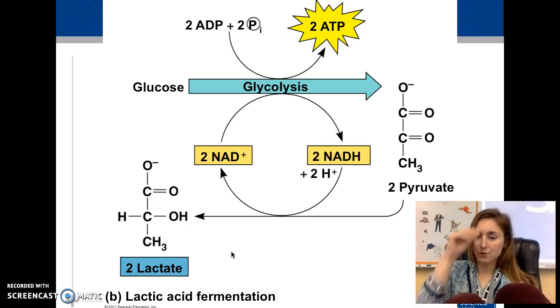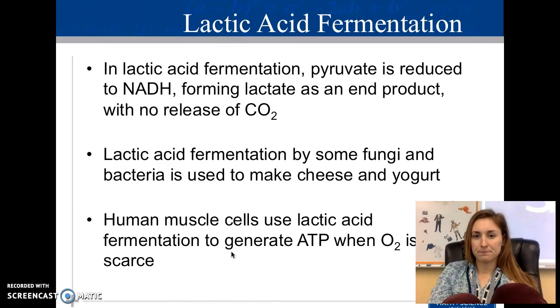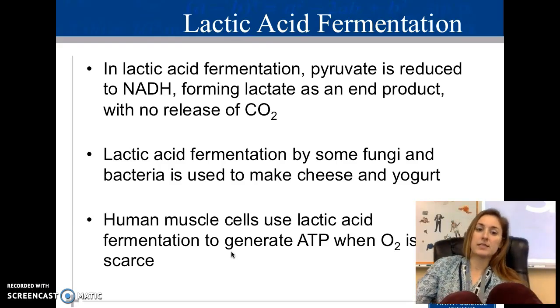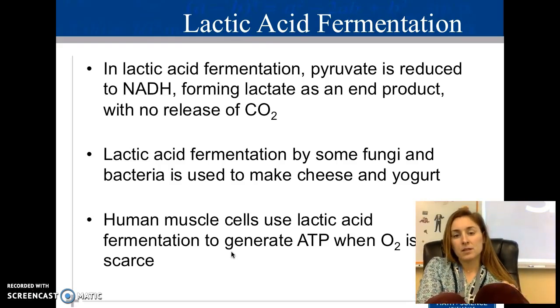This is lactic acid fermentation. The pyruvate is turned into lactate instead. In lactic acid fermentation, pyruvate is reduced by NADH, forming lactate as its end product and not releasing any CO2. Lactic acid fermentation is used by fungi and bacteria, and it can be used to make yogurt and cheese. Human muscle cells use this to generate ATP when O2 is scarce.